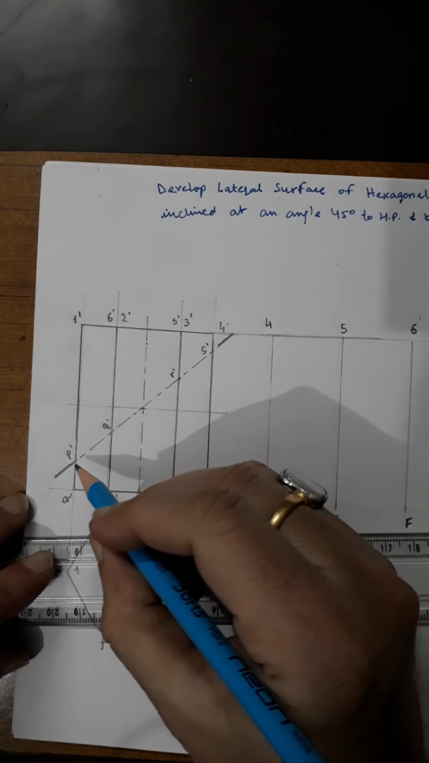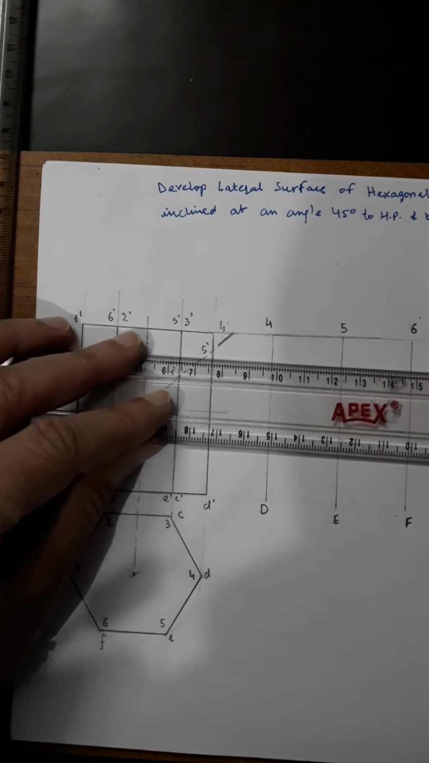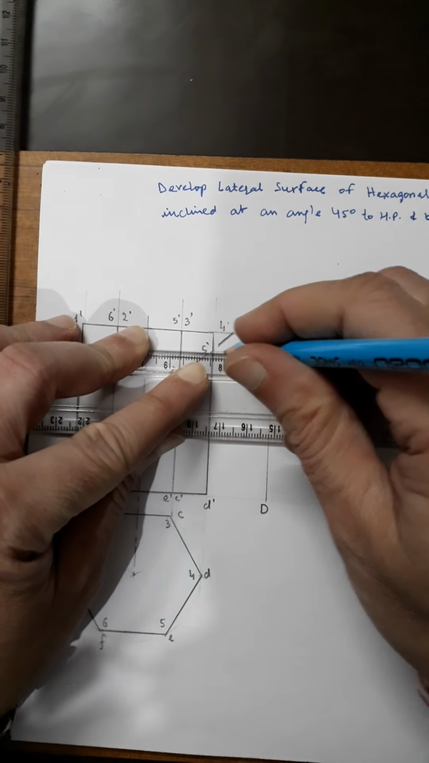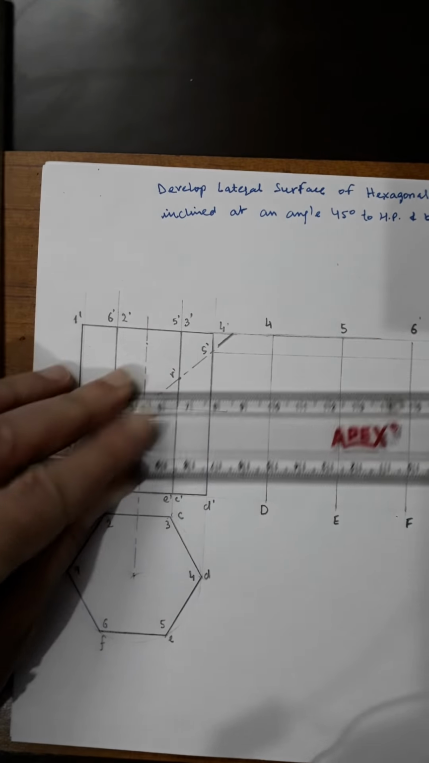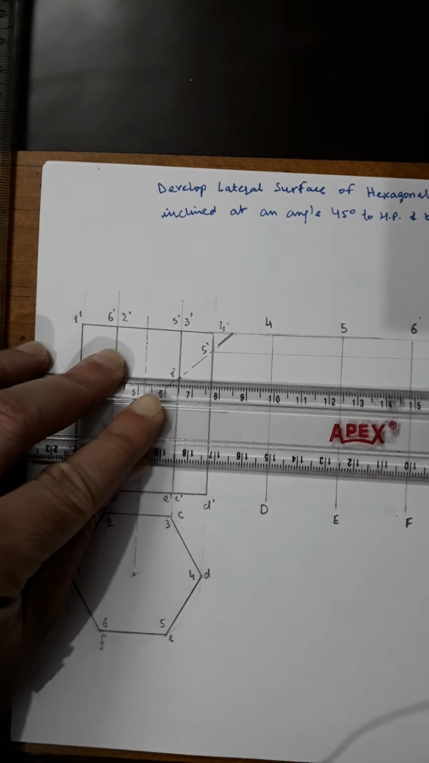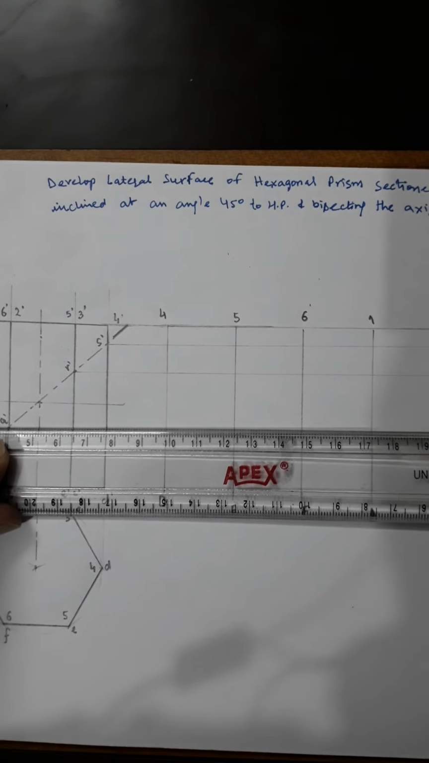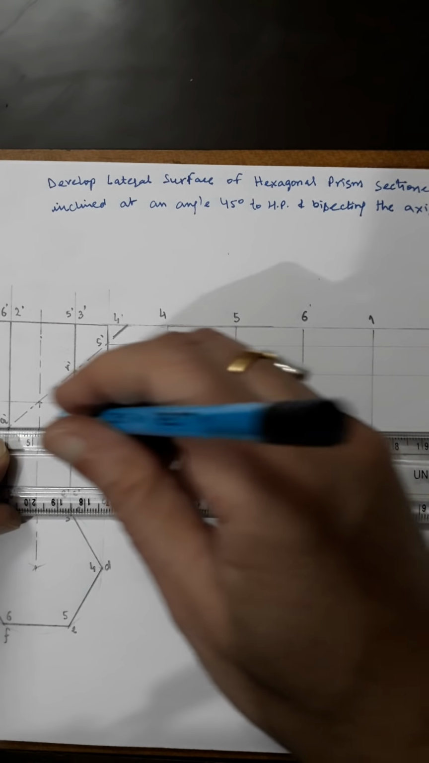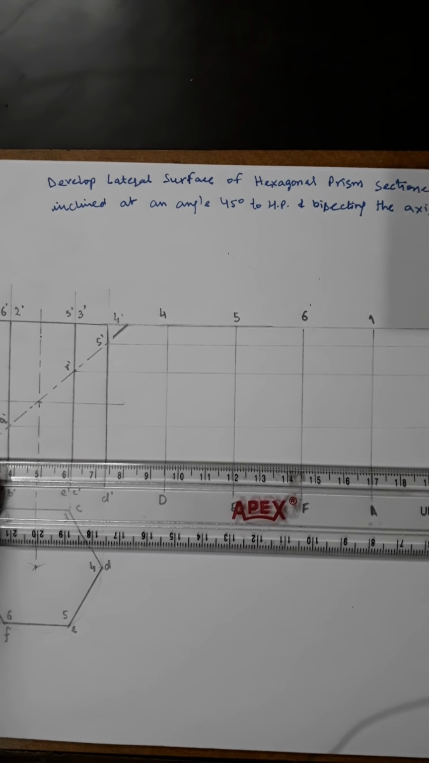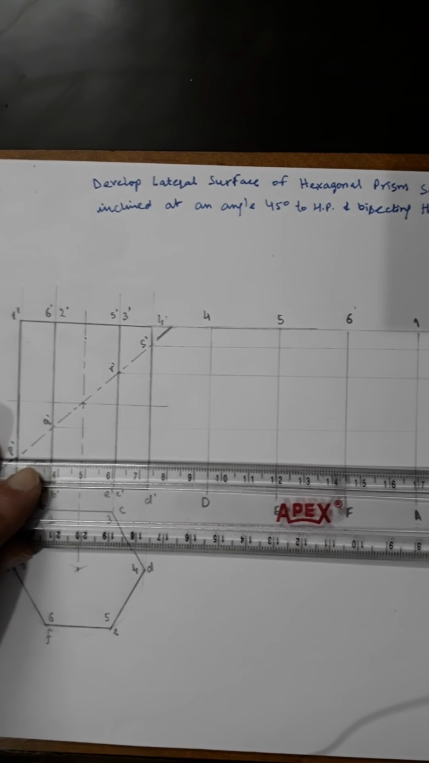Now here in the front view you can check there are 4 points P, Q, R and S dash. So you can draw the horizontal lines through these, all the edges P, Q, R, S. This is the parallel line method. Draw thin lines.